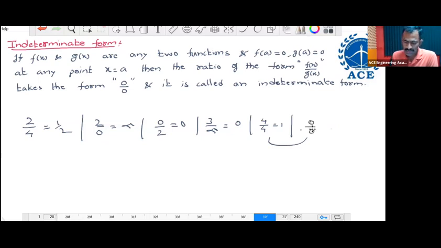0 by 0. Now look at all these values. 2 by 4, 1 by 2, definite value. Something by 0, infinite, definite value. But here infinity means larger and larger value. Here 0 by something, 0, definite value. 3 by infinity, 0, definite value. We have some meaning for each value: a finite value, or in larger value, infinite value. But here, no meaning for this. No meaning means meaningless form. That is why this is called indeterminate form, or meaningless form.